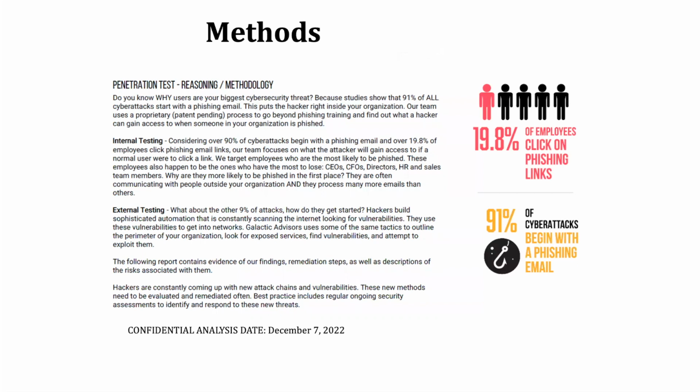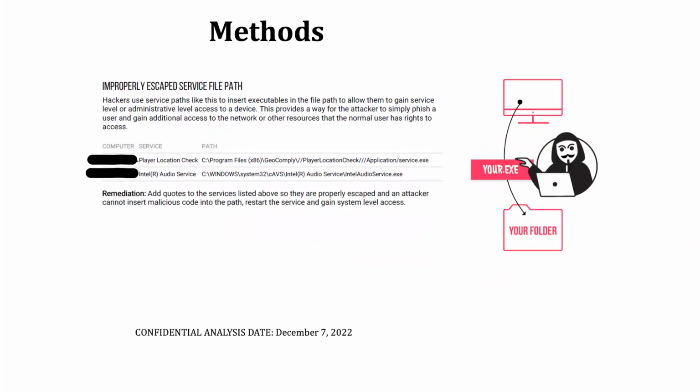So first of all, we're going to teach you what happens during the risk assessment, but we're also going to educate you on what needs to happen within your office. They say that 19.8% of employees will actually click on a link when it comes through, and 91% of cyber attacks still come through a phishing email. So we want to talk about training and methods of how attackers get in so that we can safeguard against that.